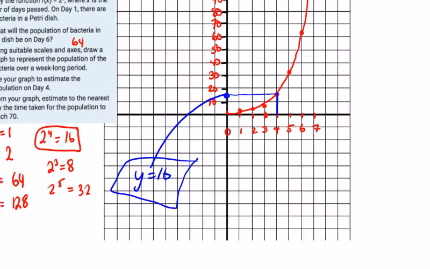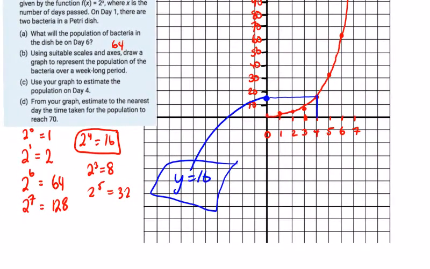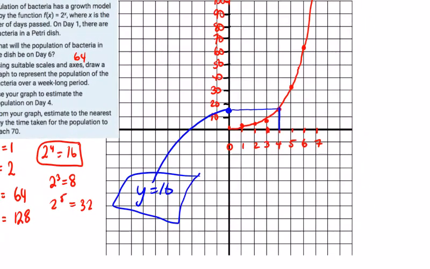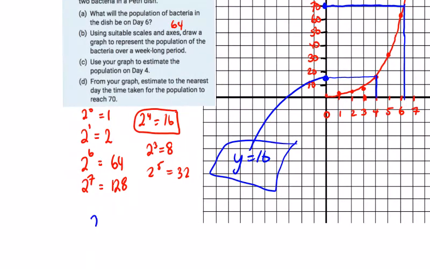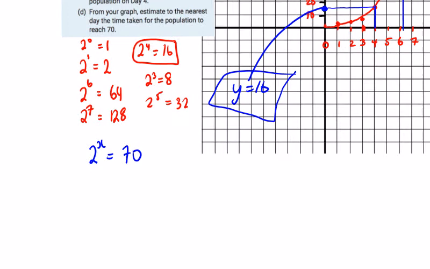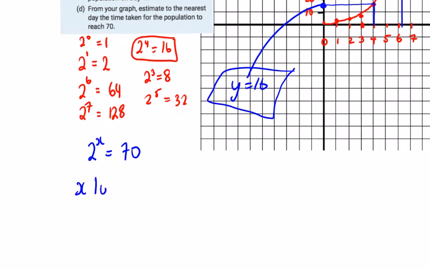Straightforward enough. And then from your graph, estimate the nearest day for the time taken for the population to reach 70. So we're just doing it in reverse now. We're going to the 70, going across, and going down. You can see 64 was day 6, so it's just going to be slightly after day 6. Now, if you want to get the exact answer, 2 to the power of x is equal to 70. If we get the log of both sides, x times the log of 2 is equal to the log of 70.